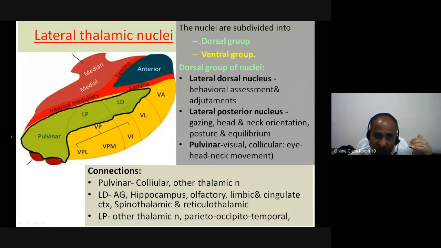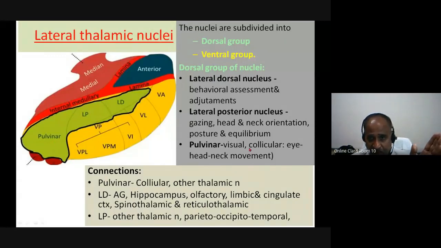The lateral posterior nucleus, this part, is the lateral posterior nucleus. This assists the pulvinar with gazing, that is focusing, and the head and neck orientation for a particular action, and it will also get information from the ventroposterolateral and ventroposteromedial. They project onto this and help maintain posture and equilibrium. So this is lateral posterior, and this is the large mass of gray matter here.